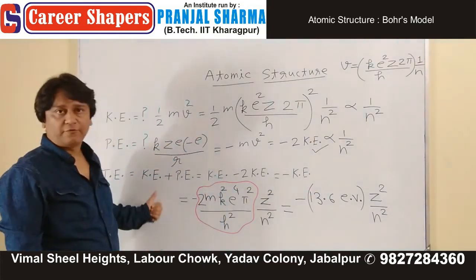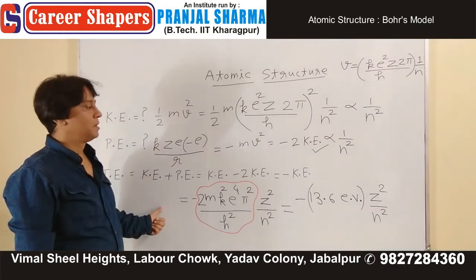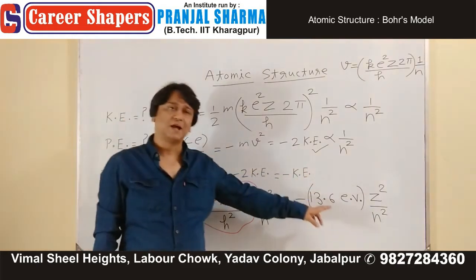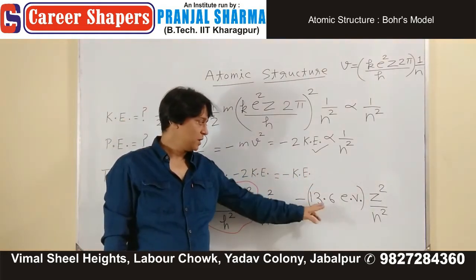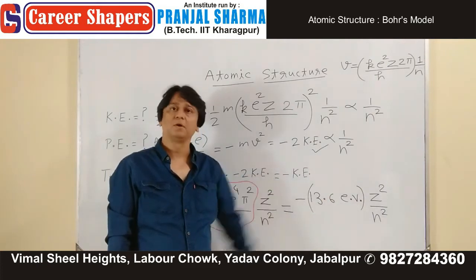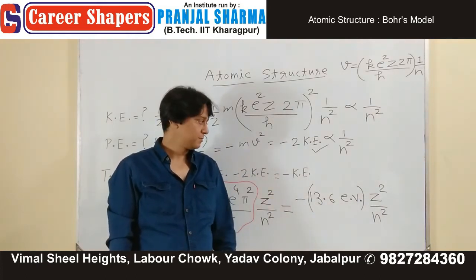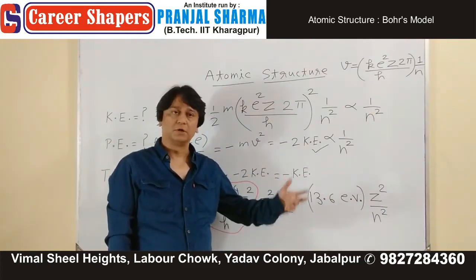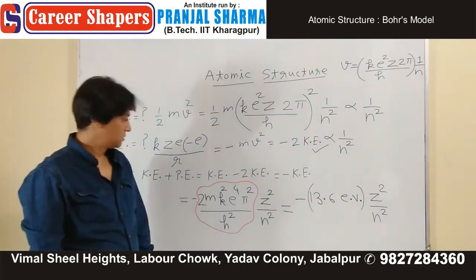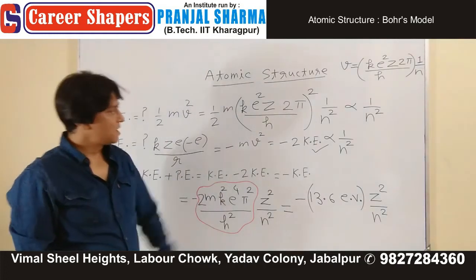Total energy of an electron in its nth orbit for hydrogen type atoms is minus of 13.6 electron volts Z square upon n square. For hydrogen, simply replace Z with what? 1. Note down everything.